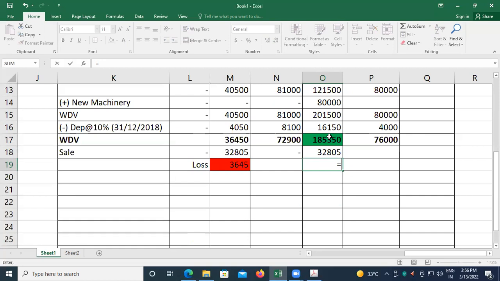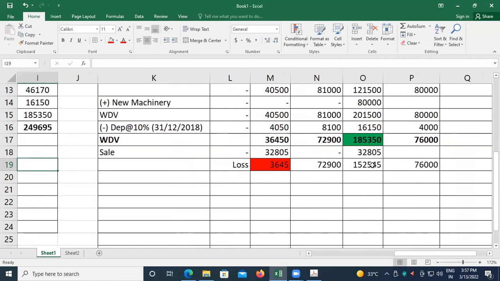Okay, so now if you take this 1,85,350 minus 32,805, which is the sale, we are left with 1,52,545 rupees. So in this case, we are not selling the remaining balance. 70,900 will come as usual. And here we are not selling the second machine, so this will remain as it is. So it will come 76,000 rupees. Okay. So now we got to know the values of each one. And based on this, we have to calculate the written down value.